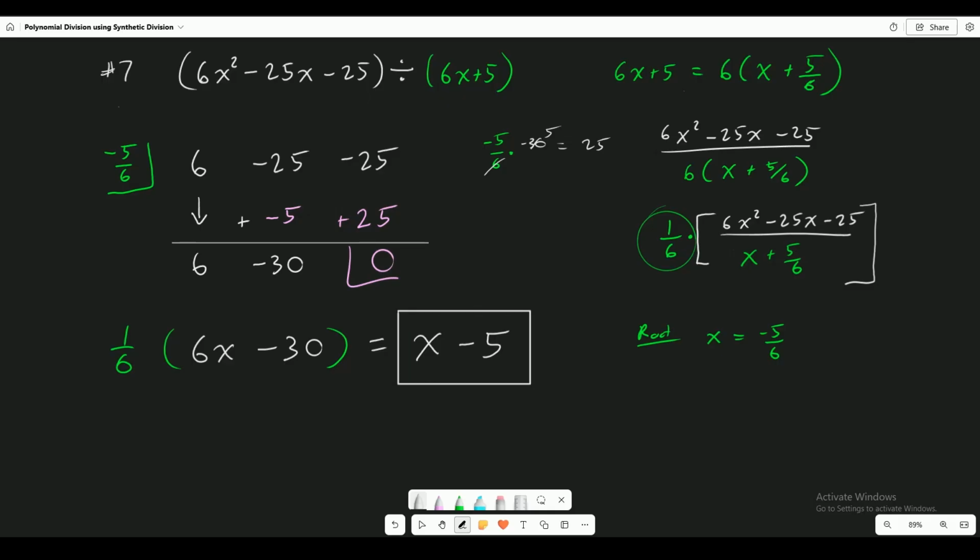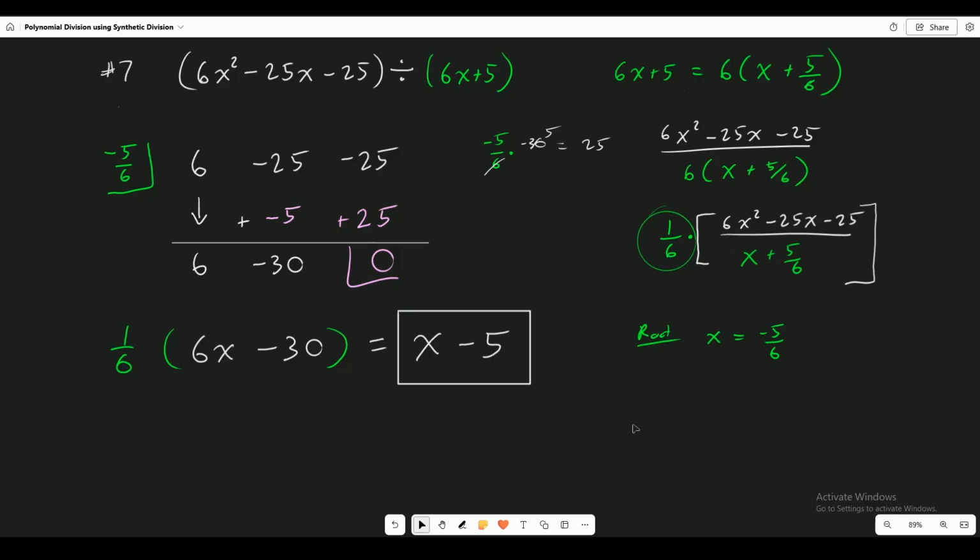Pretty cool. Don't be intimidated by fractions. As you can see in this one, it actually turned out to be something nice. Hey, it's not always going to be the case, but you never know until you try, right? Trust the process. As long as you do the math correctly, you're going to get something nice. 5/6 is not a nice fraction, but look at our final result, x minus 5. That's pretty dang interesting.